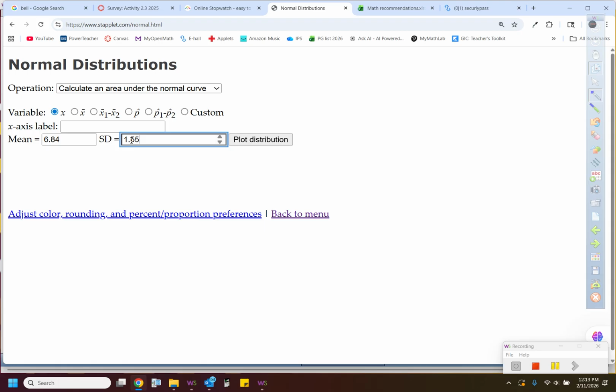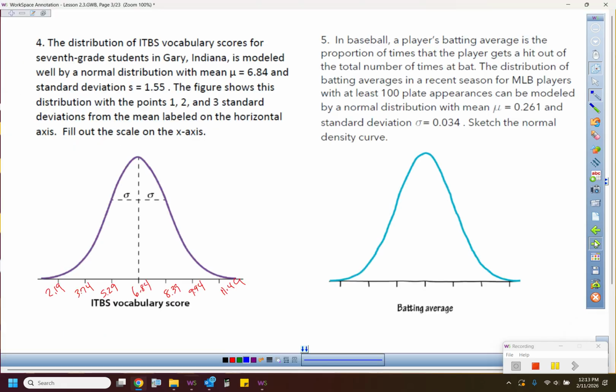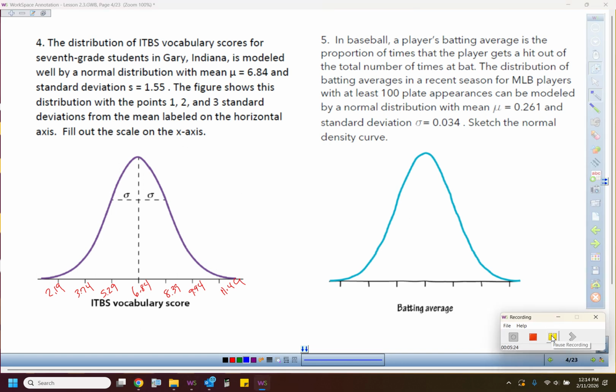Hit plot distribution, and does it make the normal curve for you with all of those nice little numbers on there for you as well? So they put the mean right in the middle, right? That's the average score of everybody, and then it went up by 1.55 every time or down by 1.55. So I'll let you copy those onto your worksheets. Go to your worksheet and put all those numbers down on there. I'll pause the video here and let you do that.